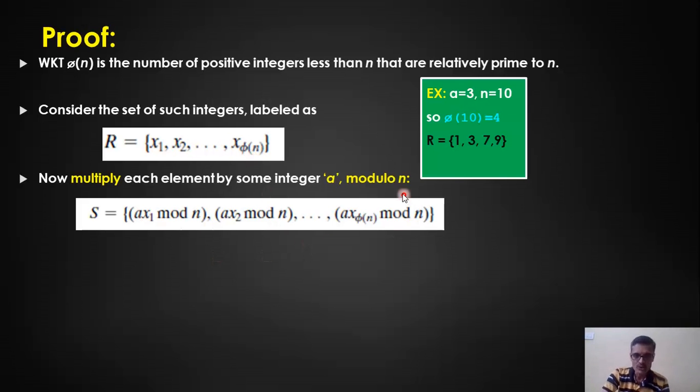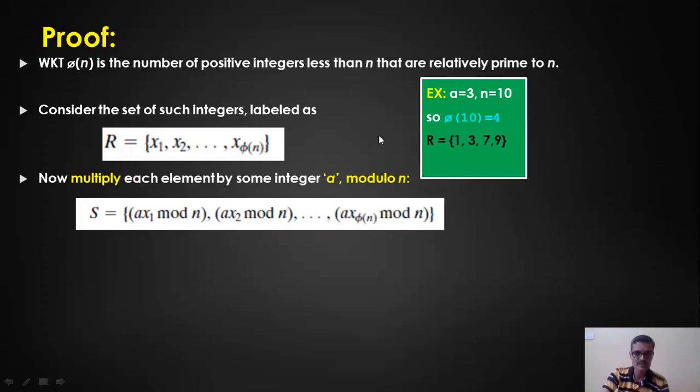Now if I reduce that again mod n, what I'll get is that the elements of both sets R and S are actually the same. I multiplied all the elements by a, and I reduced them by n in this case, right? So this set S is nothing but set R. It is not exactly set R, but the elements are the same, as it is a permutation of R.